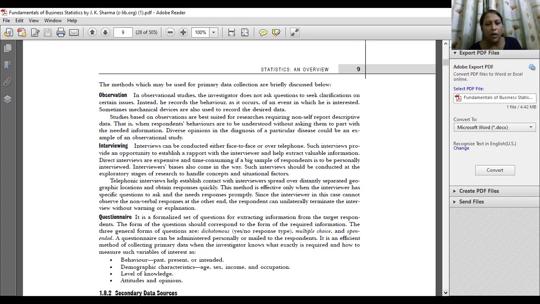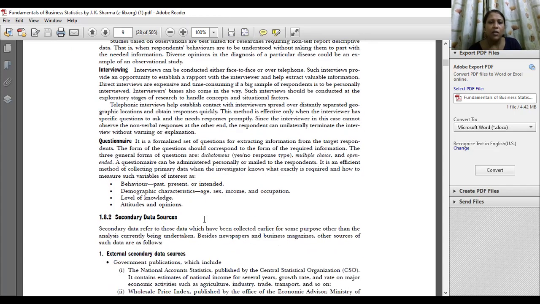This is an indirect interview. By this process also data can be collected. And the questionnaire: it covers attitude, opinion, behavior, and level of knowledge. It is a formalized set of questions for extracting information from a target respondent. That is, a set of questions is framed and put on a website or social media to collect answers from common people. After getting the data, the analyst can analyze it and present it in a statistical way. So these are all about primary data sources.